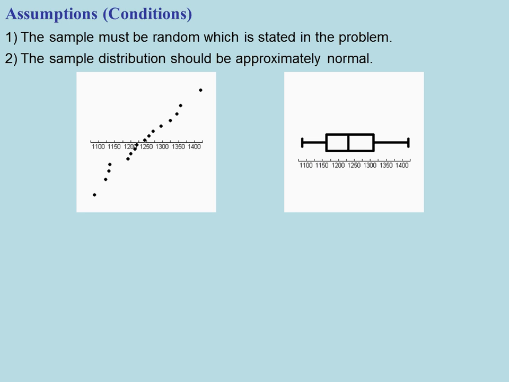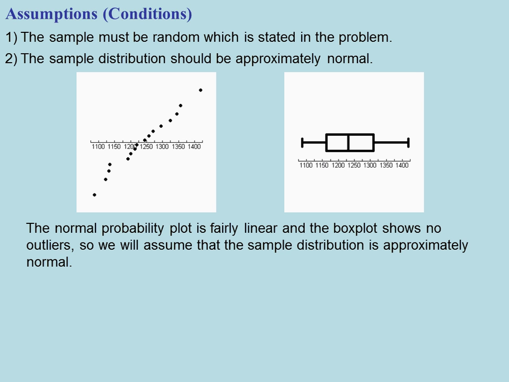Okay, so what does this tell us? The left graph, the dots, the scatter plot, shows us it's fairly linear. And if you remember way back when, linear is good. And again, our box plot shows us that there's no outlier. So the normal probability plot is fairly linear, and the box plot shows there's no outlier. So we will assume that the sample distribution is approximately normal.